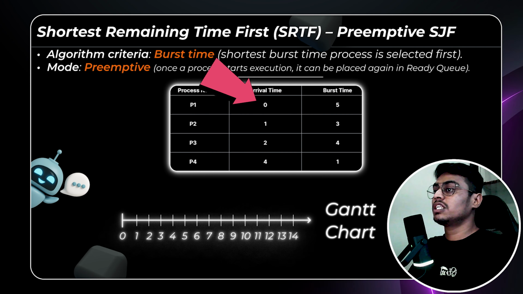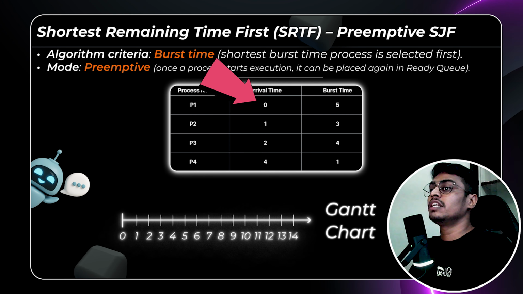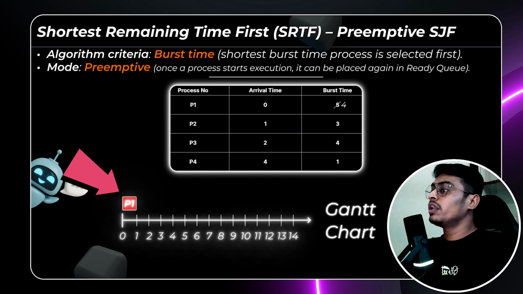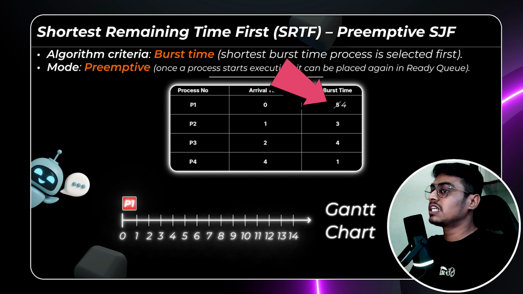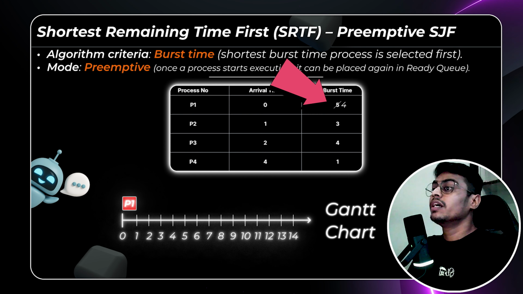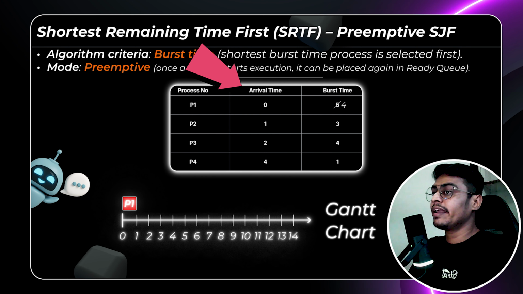Then in shortest remaining time, you don't have to run it in one go, because it checks again and again if there is any other shorter process arrived in the ready queue or not. So we will run it only up to 1. Then its remaining burst time is 4. 1 unit is completed, so 4 is still left to be executed. At time 1 I check again, whether any other process arrived or not.